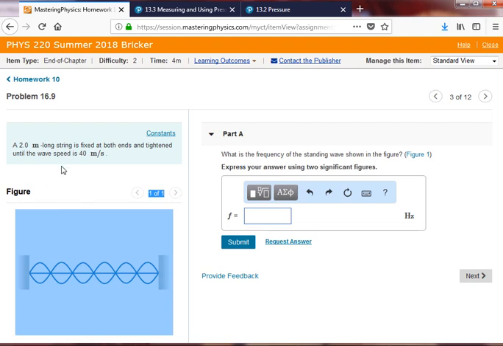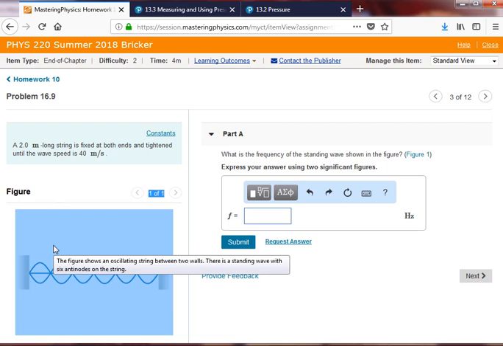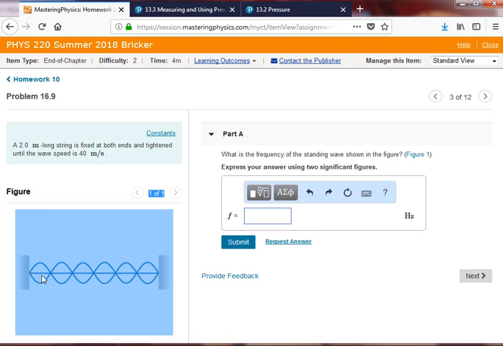Okay, so 2 meters long. That does not mean that's the wavelength of the wave. We have to count the number of antinodes to figure out the mode that we're in, and then once we have the mode, we can figure out the wavelength. So count the high spots. These are the antinodes. 1, 2, 3, 4, 5, 6. So this is the 6th harmonic.